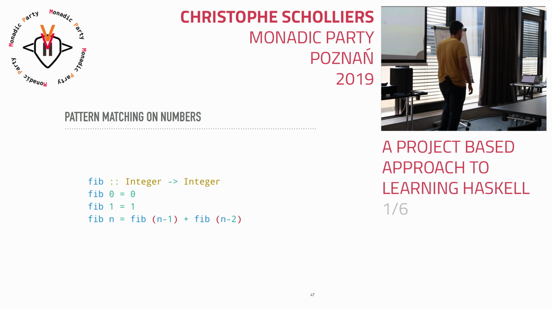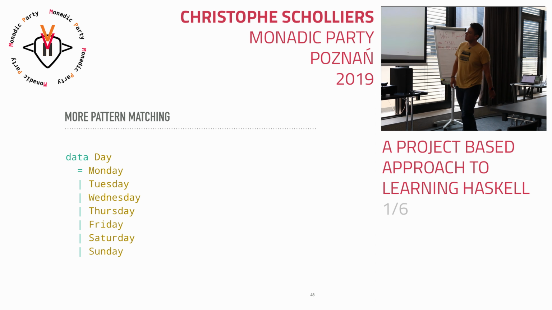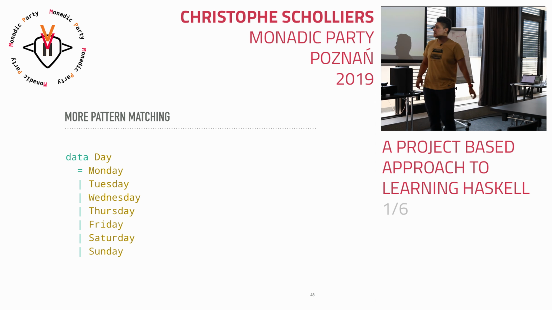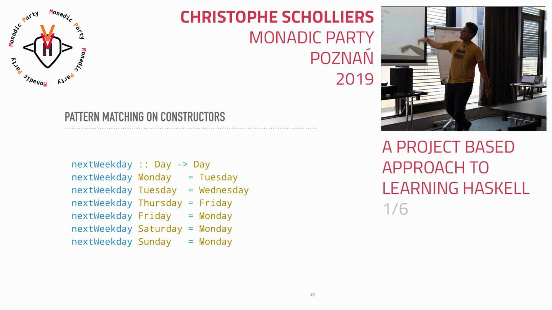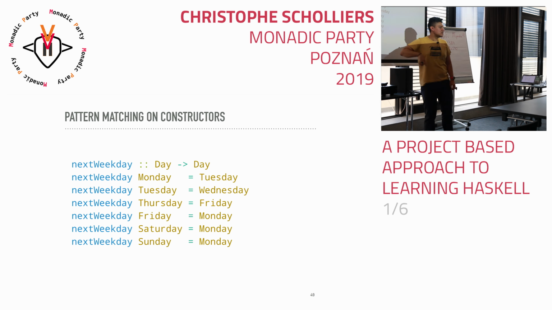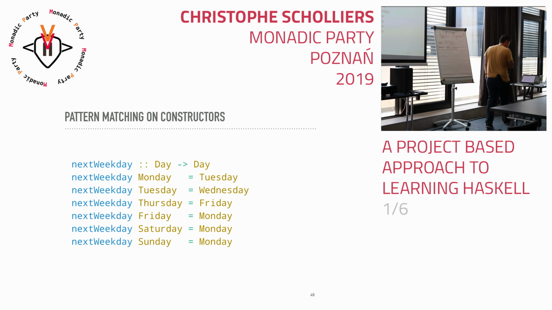Okay. You can also use pattern matching on data types that you define yourself. So, for example, if you have made a new type Day, and you have Monday, Tuesday, and so on, then you can define, for example, a function nextWeekday, and you get this. So you can just use pattern matching to see which constructor you passed, and that's how you can define it.